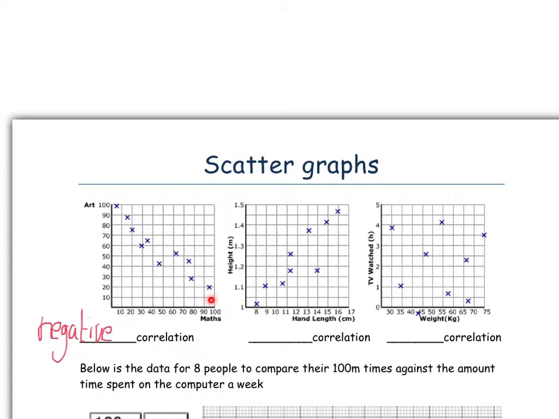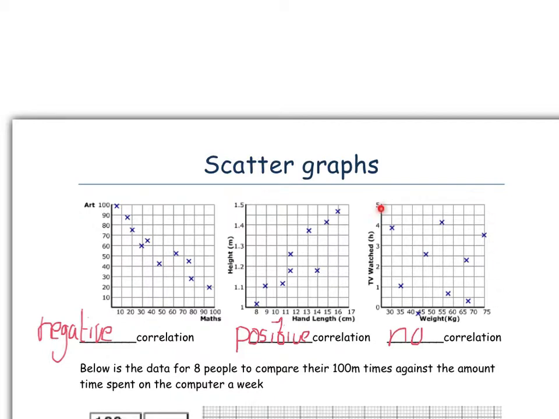Now here we have the height of people against their handspan. This is showing that the bigger the handspan, the bigger the person. We call this positive correlation. It isn't quite as strong as the negative correlation in the last one, so we could say this is weak positive correlation. It's not all closely bunched together, but it's positive correlation because as one goes up, the other goes up. And finally we have the situation where it's all totally random, scattered, and this is called no correlation.